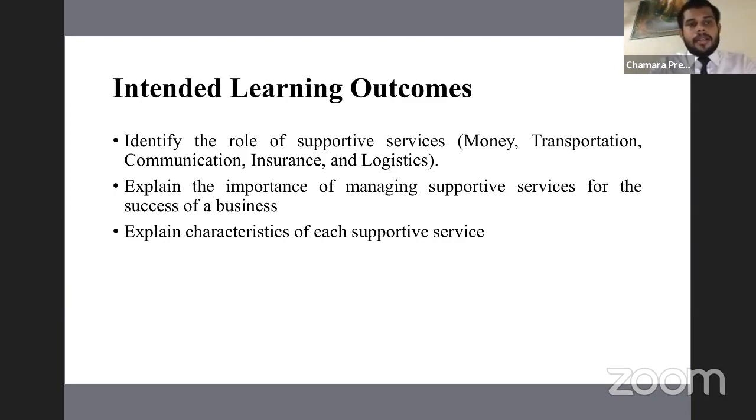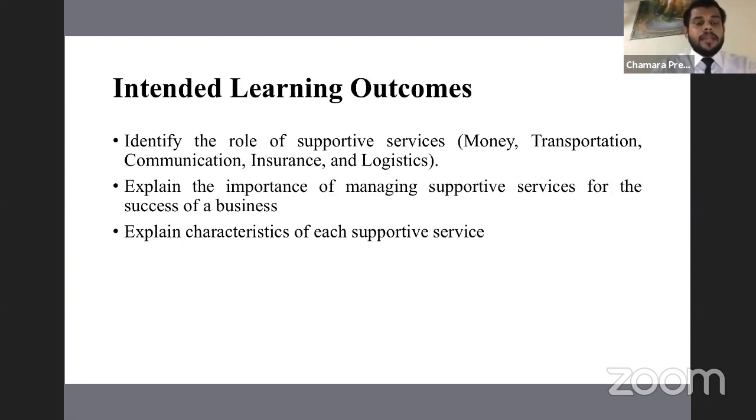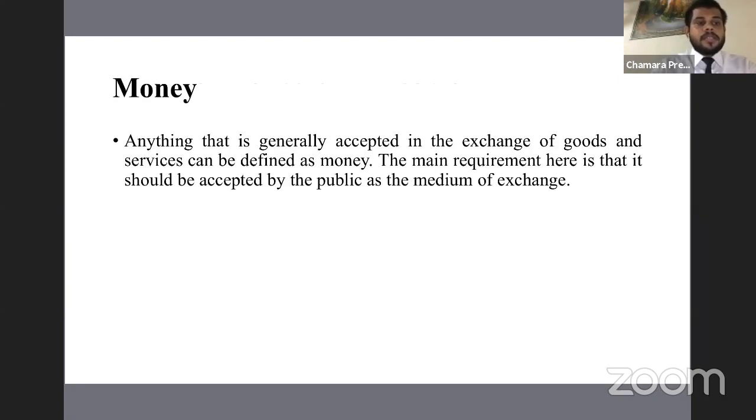And what type of communication do we have to do when we are doing these business activities, right? So we basically focus on three things. One is the role supportive services play in an organization, the importance of managing them, and the characteristics of those supportive services, right?